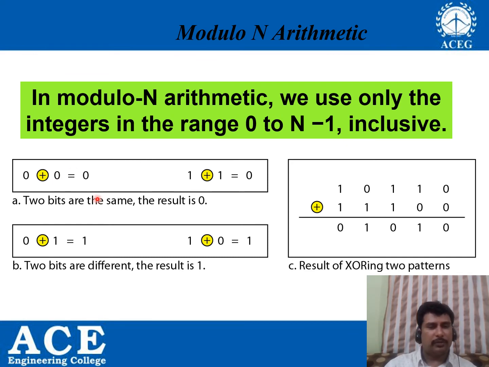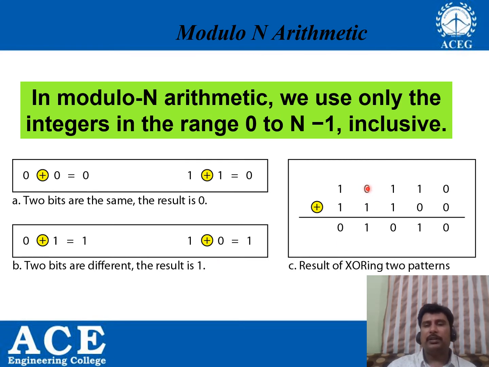Let us take modulo 2 arithmetic, which is the simple exclusive OR operation. Let us know the rules of this exclusive OR. If both bits are 0 and 0, then 0 exclusive OR 0 is 0. Similarly, if both bits are 1, 1 exclusive OR 1 is 0. If the two bits are different, 0 exclusive OR 1 equals 1, and 1 exclusive OR 0 equals 1. So in modulo 2 arithmetic, if the two bits are the same, the result is 0, and if the two bits are different, the result is 1.